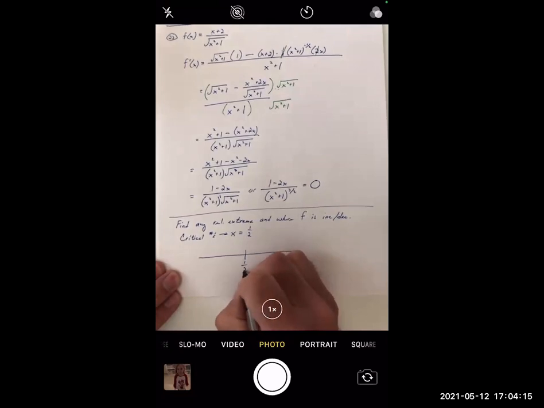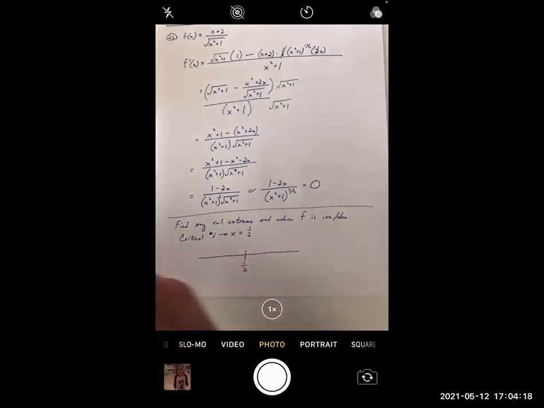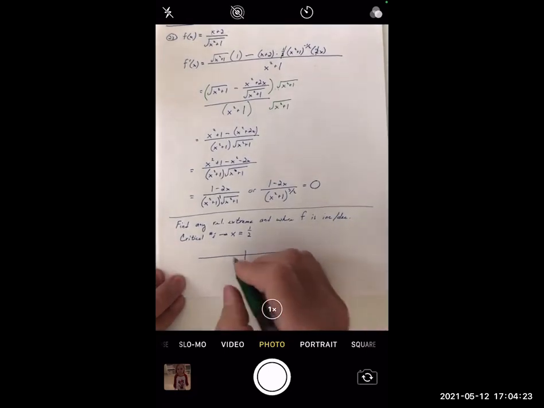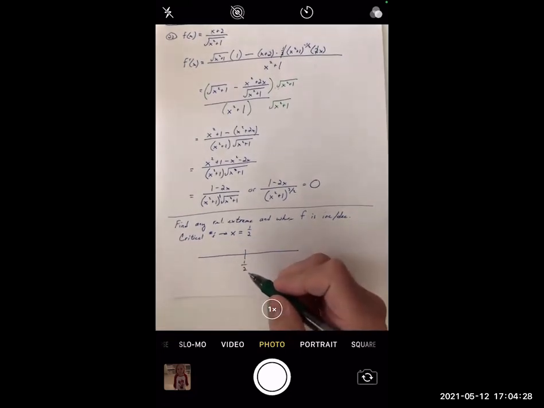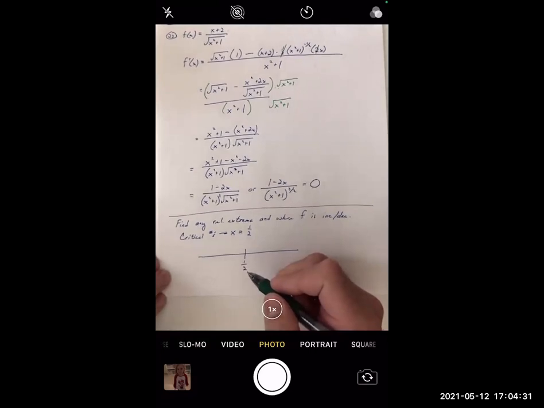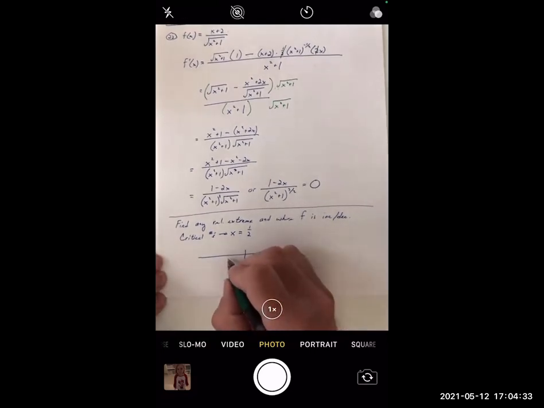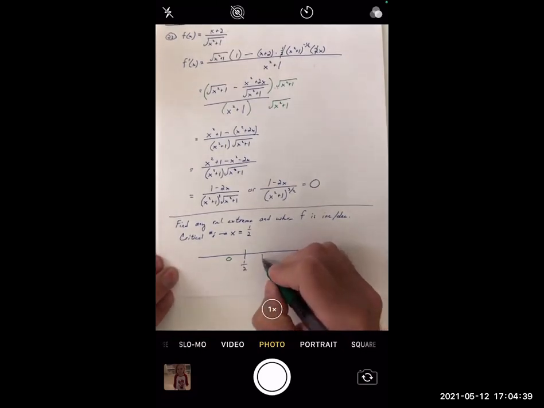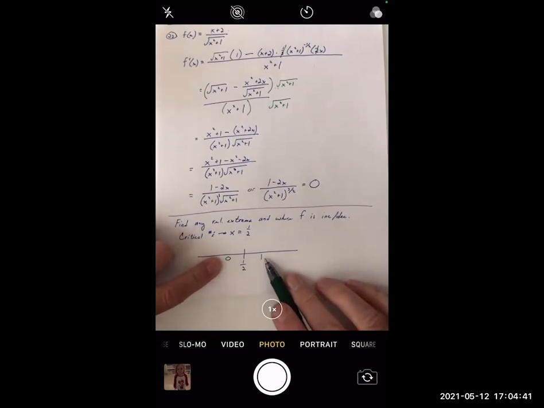I can throw in that sign chart. Okay, so give me any number that's less than a half. Out loud. 0. And any number bigger than a half. 1. Okay, so these are our test numbers. So where do you plug them in? Like, where are you going to test them? In the first derivative.